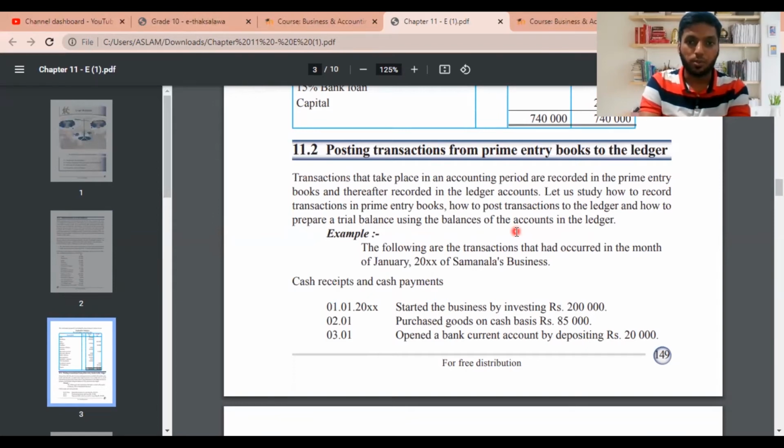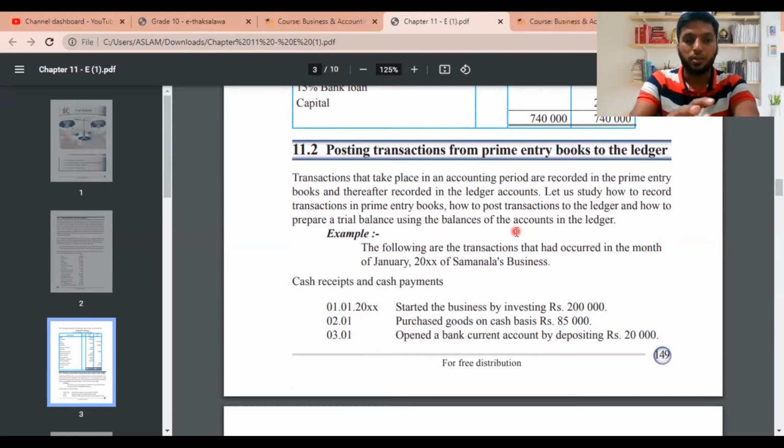Maybe they might ask you to prepare a cash book, maybe a purchase journal, maybe a sales journal, maybe certain recordings, and to prepare the trial balance. Either way they will ask, but you should not get confused and think this is a big sum, so it's going to be a lot of hard work for your O levels. It's not like that, guys. It's not compulsorily like that.